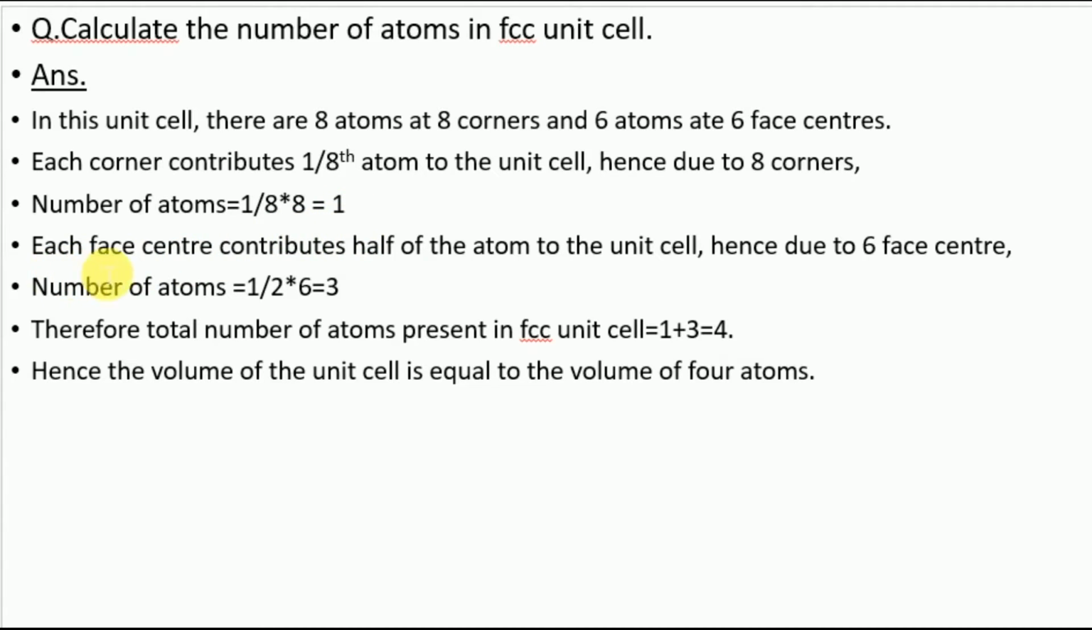Each face center contributes half of the atom to the unit cell. Hence, due to the 6 face centers, the number of atoms is equal to half into 6 is equal to 3. Therefore, the total number of atoms present in FCC unit cell is 1 plus 3 is equal to 4. Hence, the volume of the unit cell is equal to the volume of 4 atoms.